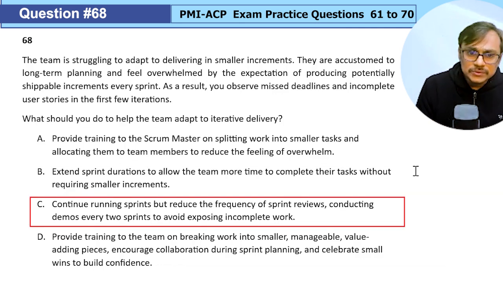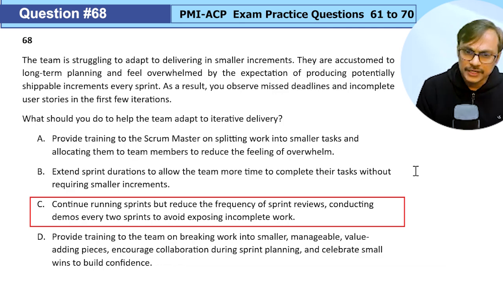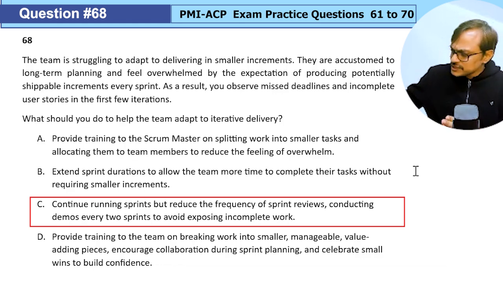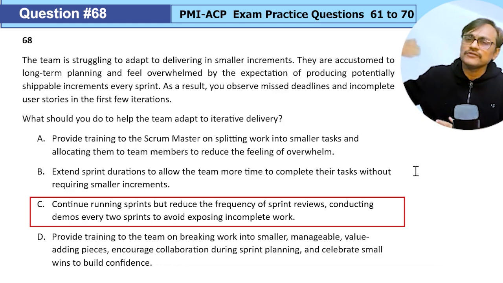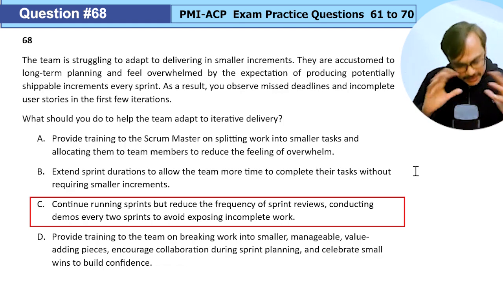Option C, continue running sprints but reduce the frequency of sprint review, conducting demos every 2 sprints to avoid exposing incomplete work. So more or less like option B. You're saying, guys, let's do sprint 1, sprint 2, and only after sprint 2 we will give a demo. Then again we will do sprint 3, sprint 4. Only after sprint 4 we will give a demo. That way you will have 2 sprints to finish the work. Indirectly, you have increased the sprint duration.